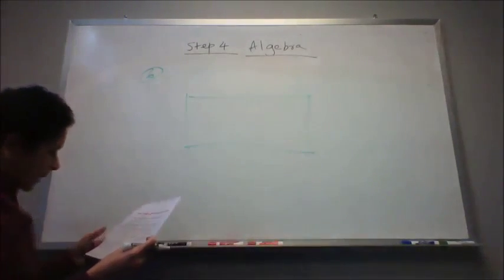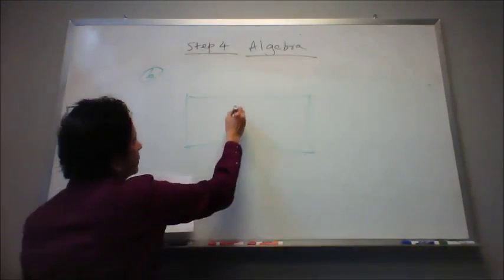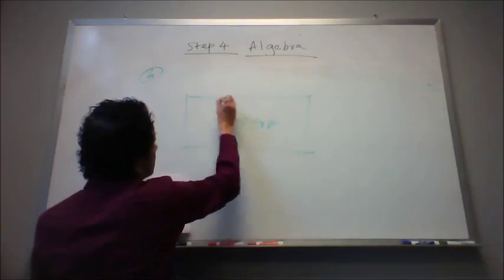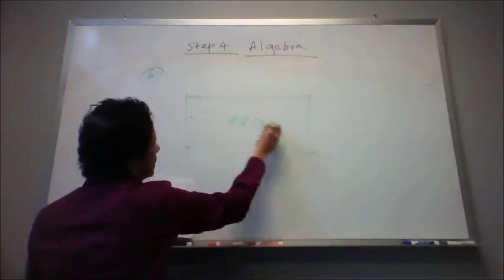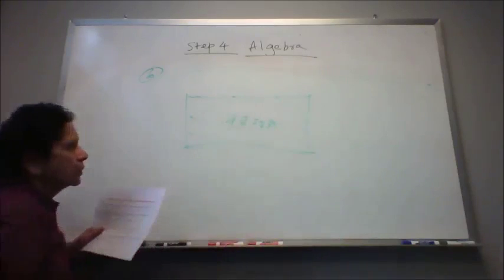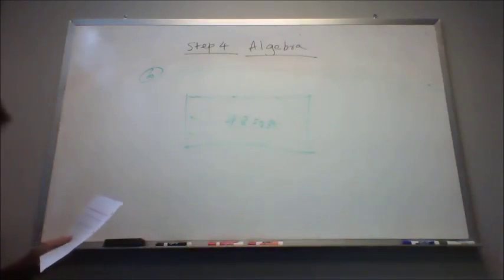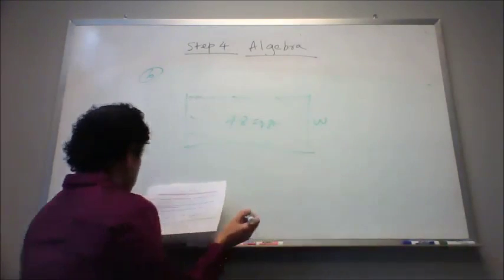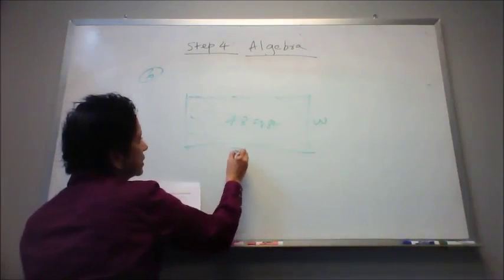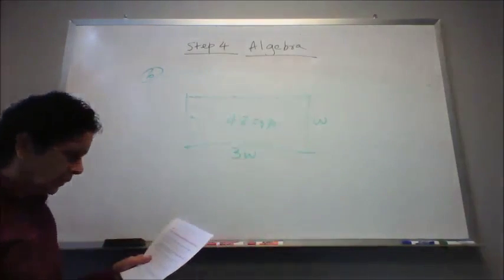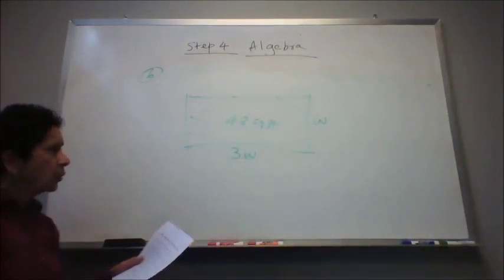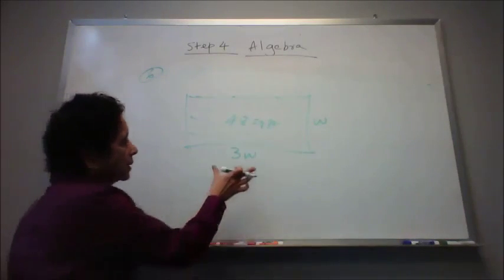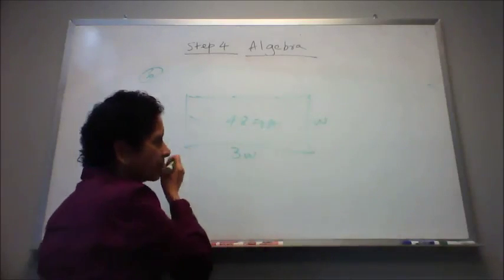okay, and then the area of this rectangle is 48 square feet. This is the area, right? So the whole area here, 48 square feet. And then the width, I don't know what the width is, but the length is 3 times the width, okay? So now the question they are asking, what is the width? Okay, so what is the width of this rectangle?